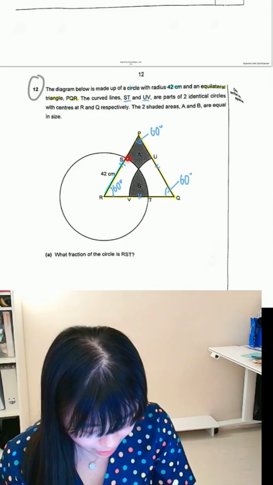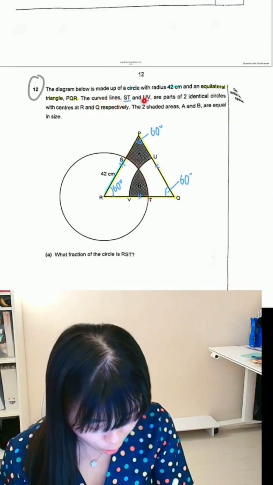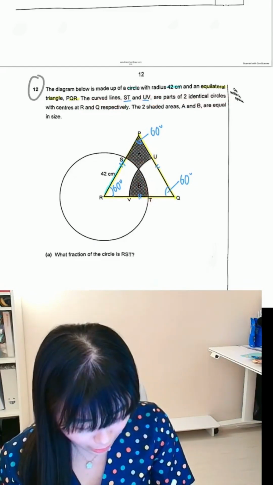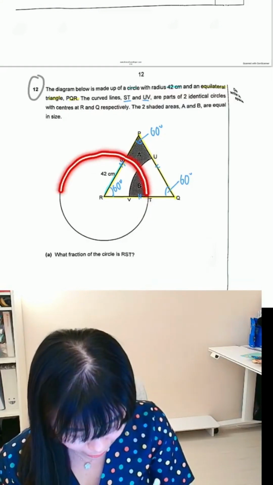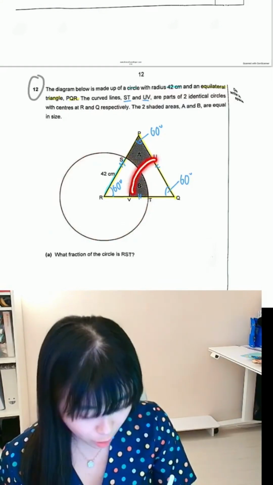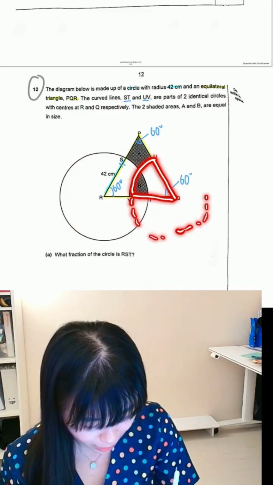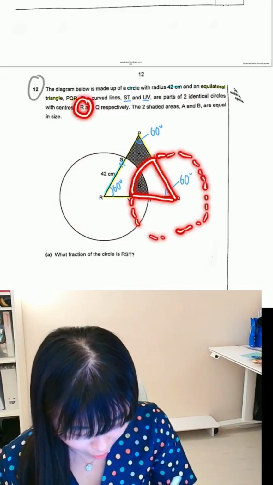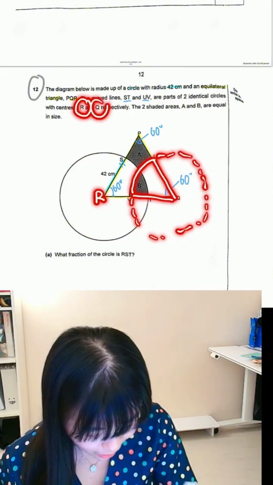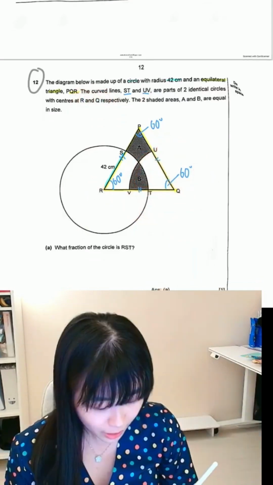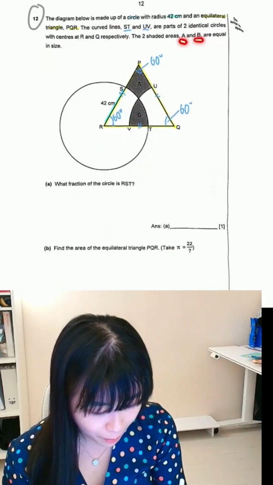They say ST, the curve line, and UV are parts of two identical circles. The ST is part of the big circle like that. The UV is part of a circle, probably like this, and then there's a circle that you need to complete something like this, okay? With the center R, just now the center was R, and the center Q is here. This is the center. So imagine if you draw out the full circle inside. Then you have the two shaded areas, A and B, they are equal inside.